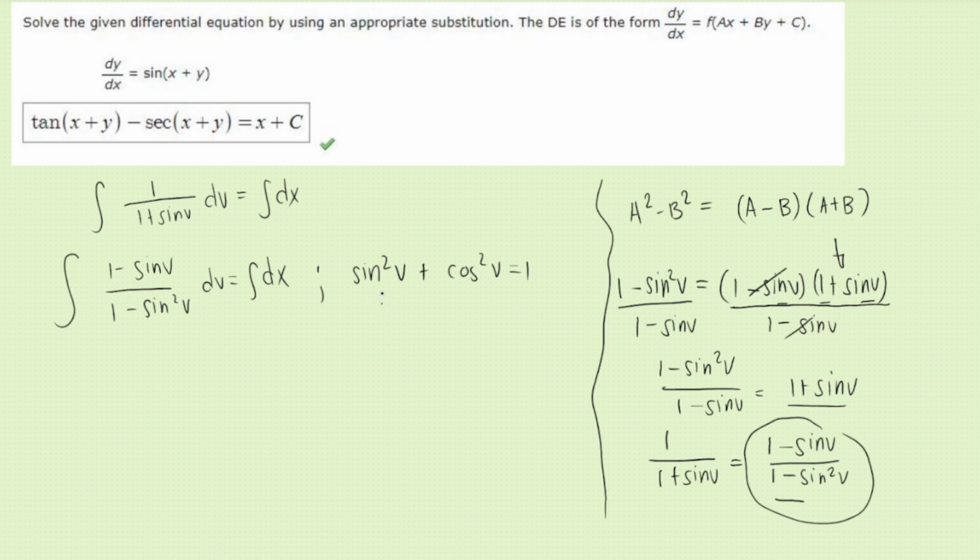So we can subtract sine squared v from both sides of the equation, so that we're left with cosine squared v is equal to 1 minus sine squared v. Okay, so let's go plug this in here. Let's change this in terms of cosine.